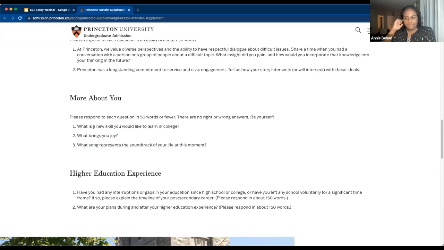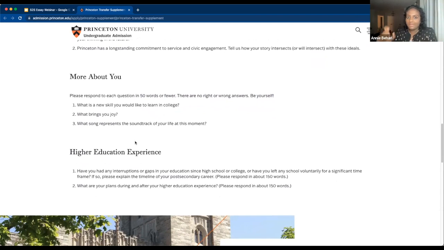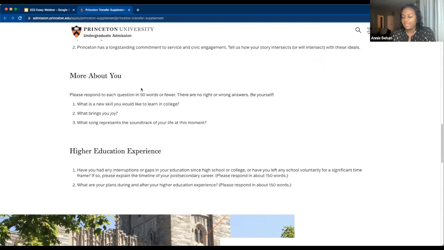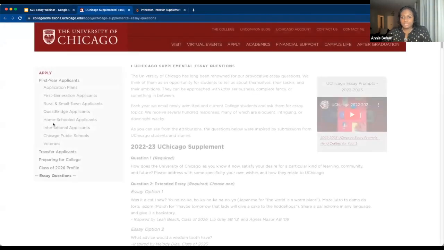So what brings you joy? If it's going outside in nature, what is that communicating to the college? Is there a place to go outside in nature in Princeton, New Jersey? I'm not sure, right? So I would encourage you to think critically about what your answers could be for these short answer questions, because you're really trying to tell them a lot in very few words. So that's Princeton. Let's now look at the University of Chicago.